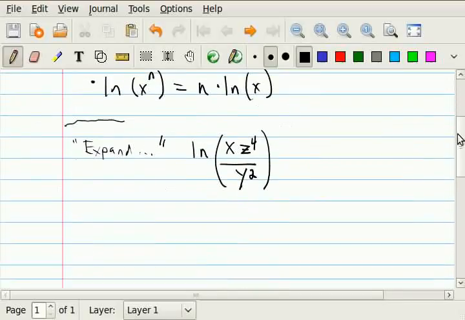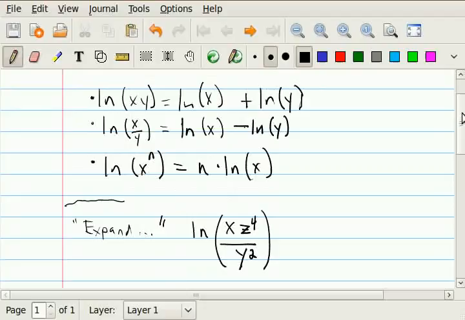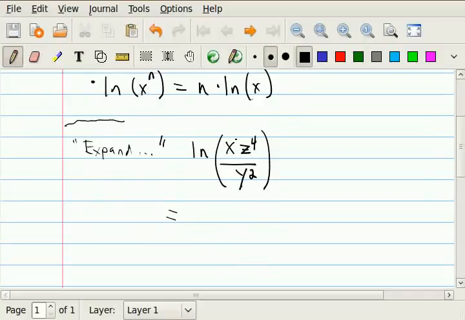First of all, I'm going to separate every line I write with an equal sign because we're just rewriting this. The first rule I can use is this second one, because I am taking the natural log of a fraction, and that's the primary thing inside the parentheses. I'm dividing here, so I can write this as the natural log of the numerator minus the natural log of the denominator. And that's one of the rules.